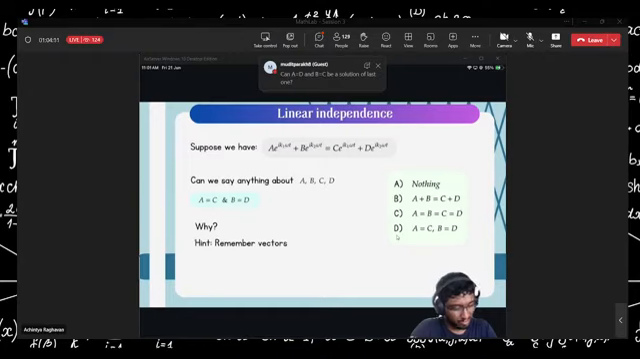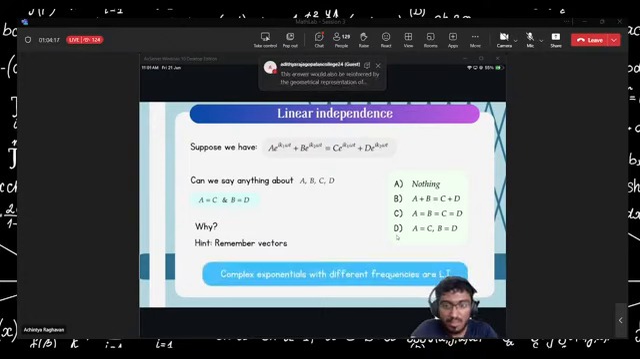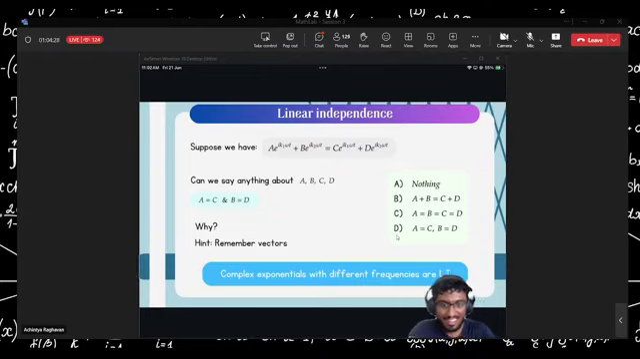The important thing to note is this particular thing, because it's going to come in handy soon. Also, yeah, Harit, you're right. The complex line and the real line are also linearly independent. They also behave like vectors.